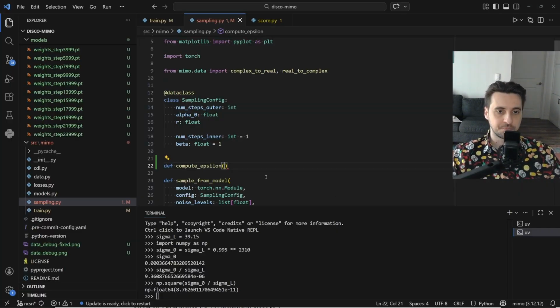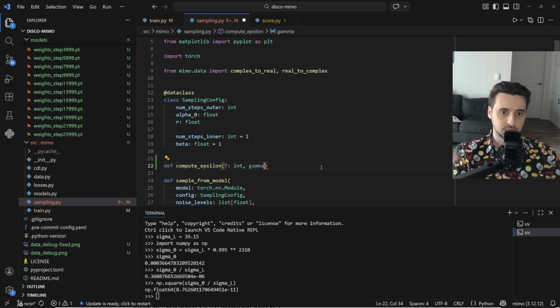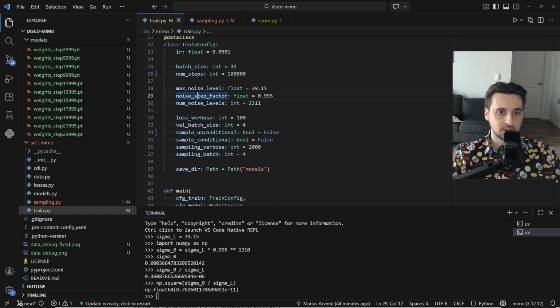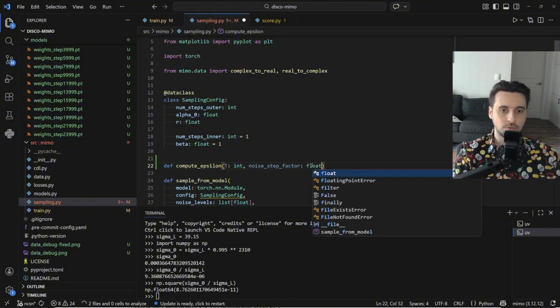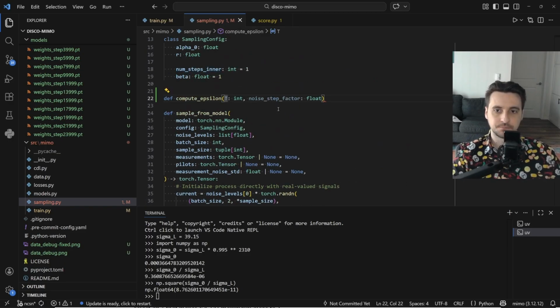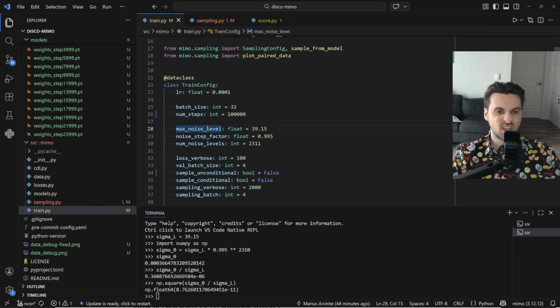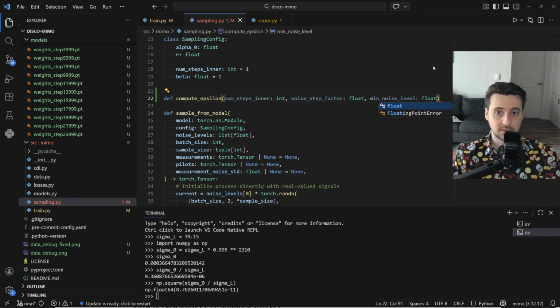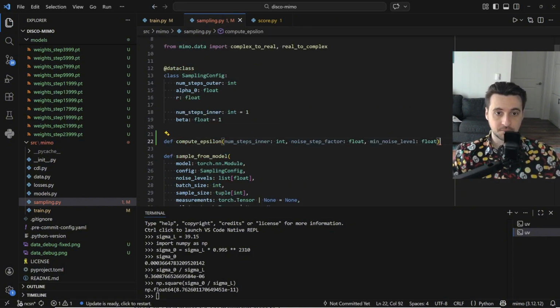Okay, so we need a T, which is an integer, and gamma. Well, actually, let's call gamma how we call it in the code. We call it noise step factor, which is a float. And how do we call T? Oh, num steps inner. Okay, good. And what's the third one? The min noise level, float. Okay, alrighty.